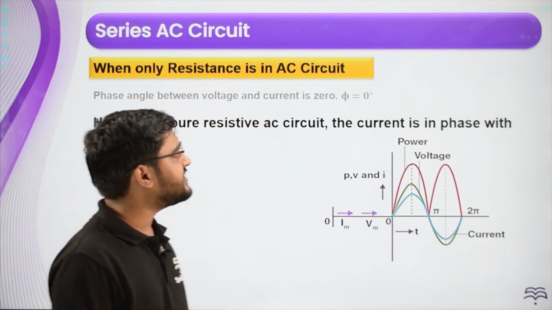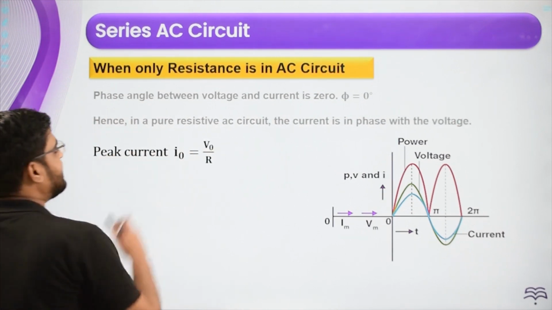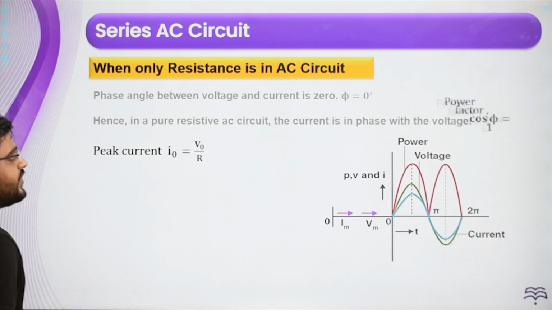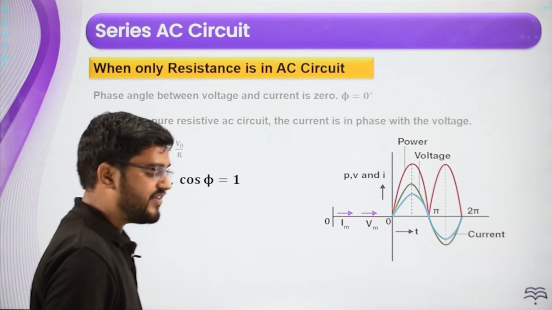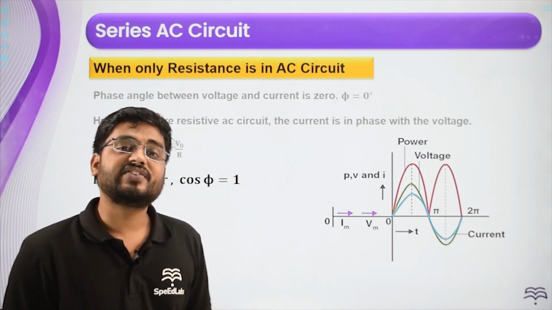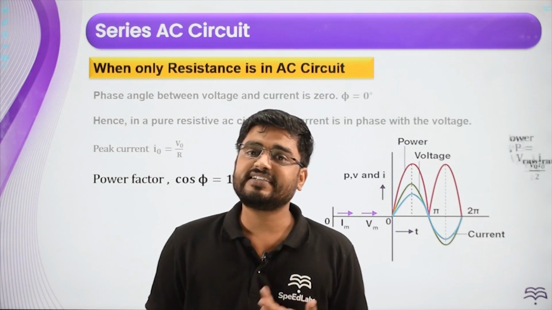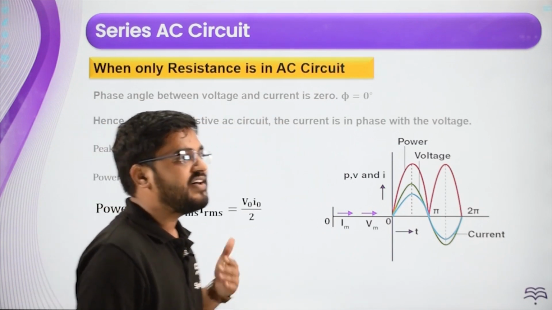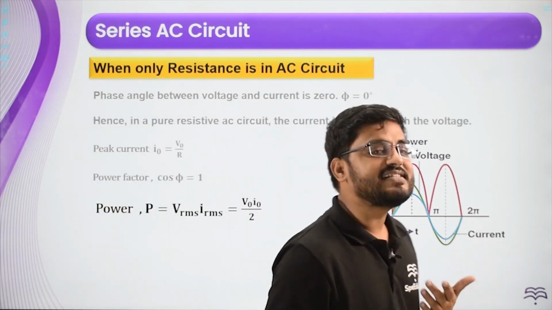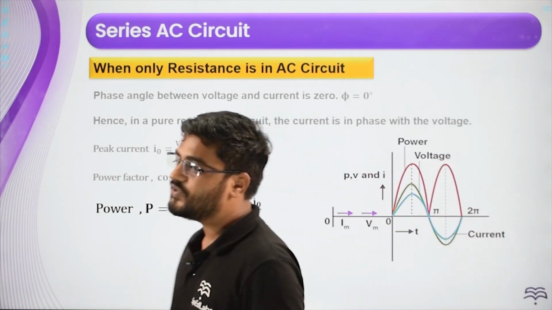So if phase difference is not there, then the peak current is given by peak voltage divided by the resistance value, and the power factor is what? It is cos phi, and phi itself is 0, so cos 0 is 1. So power factor is 1. If power factor is 1, then what is our power? Power has a formula Vrms Irms into cos phi, right? And cos phi is 1, so it is simply Vrms into Irms.